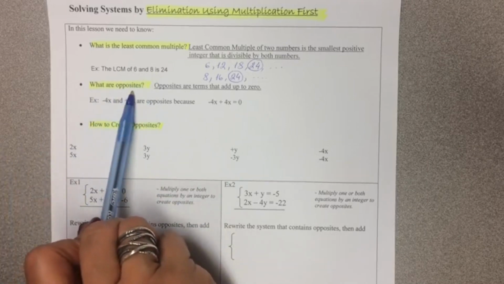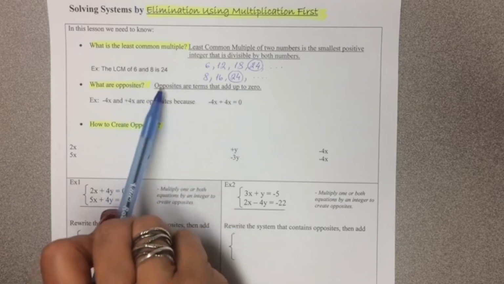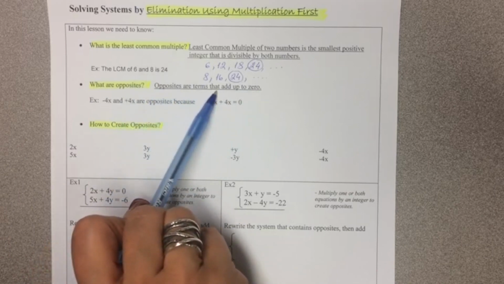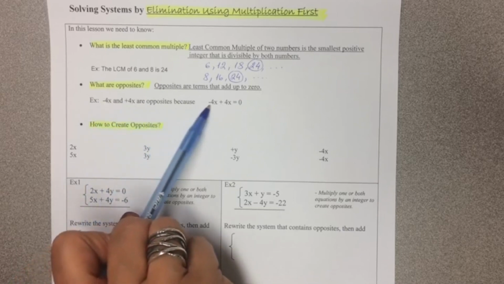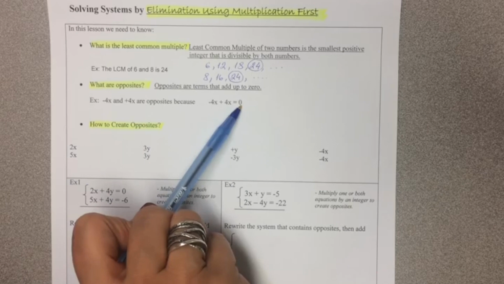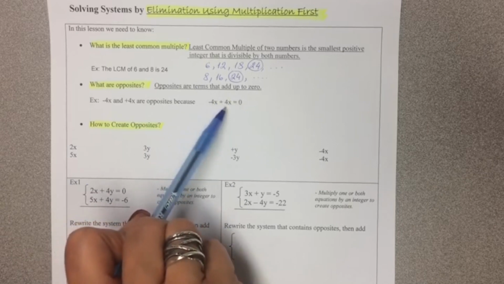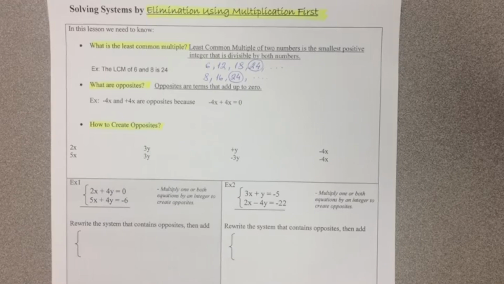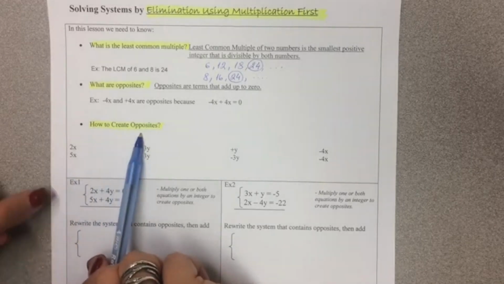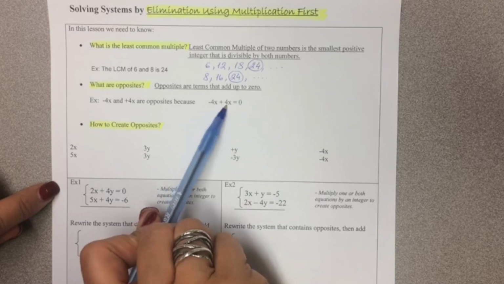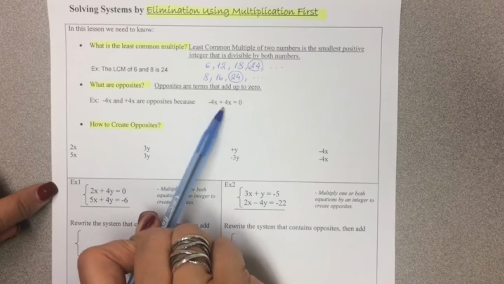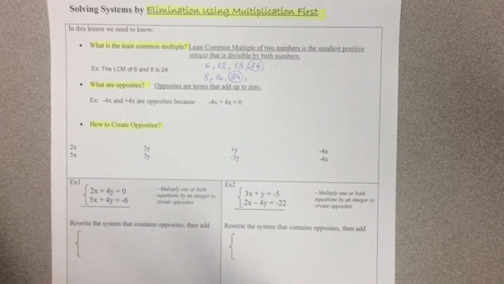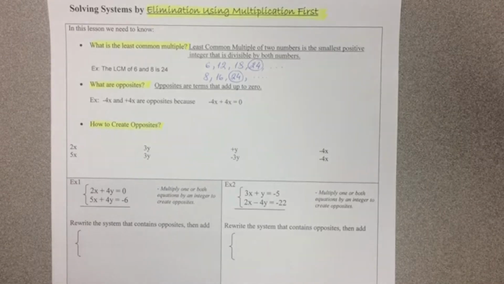Opposites are the numbers that add up to 0. So the terms or constants that add up to 0. For example, negative 4x and 4x are opposites because negative 4x plus 4x equals 0. So it's the same kind of number with a different sign. How to create opposites? In order to add up to 0, they have to have different signs of the same number. So negative 4x plus 4x is 0, or negative 5y plus 5y will be 0, or 3x minus 3x will be 0.